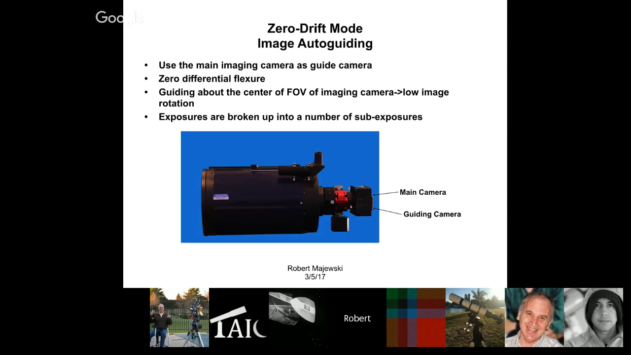Okay, well, there's going to be flexure, but no differential flexure. So that problem is solved. With image autoguiding, we're guiding on the center of the field of view. But if you're going to do this, you don't really want to be just taking 3-second exposures and saving them away in FITS files.